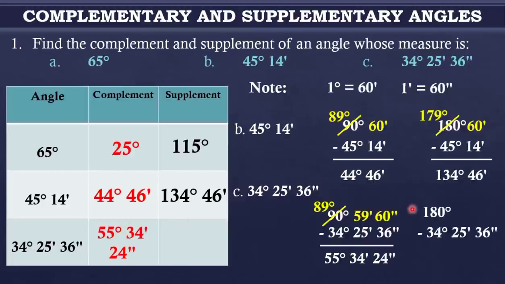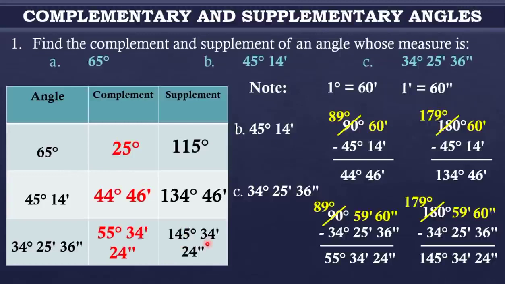So, ito po siya. So, ganun ulit, borrow tayo. So, magkakaroon ka dito ng 59 minutes. Hiniram yung 1 minute, kaya meron tayo dito ng 60 seconds. So, magiging 179 na lamang po ito. So, we have 60 minus 36, this is 24 seconds. 59 minus 25, 34 minutes, and 179 minus 34, this is 145 degrees. So, this is 145 degrees, 34 minutes, and 24 seconds.